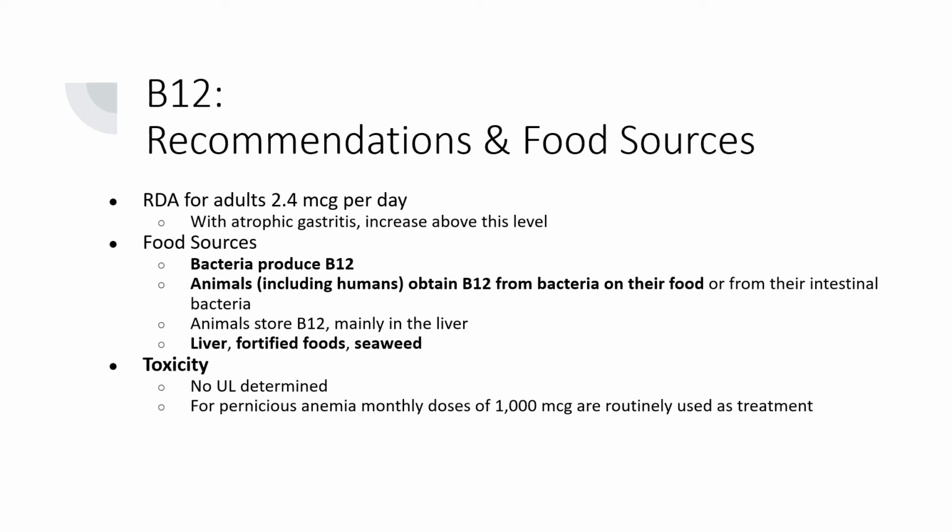Atrophic gastritis is something we commonly see in aging populations. Food sources of B12. So B12 is a vitamin that's produced by bacteria, and these bacteria typically live in the soil where food is grown. So there's the potential to consume B12 from plants directly if the plants have not been hypersanitized prior to consumption.